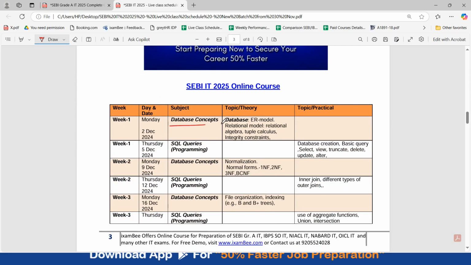Monday is devoted to concepts classes and Thursday is devoted to programming classes. So in these classes, Shivangi Ma'am will be guiding you on the various concepts and topics of IT paper. She will also tell you how you can practice coding, what kind of programs you can expect in phase 2 paper 2. So this course can give you a detailed guidance of your SEBI IT phase 2 preparation.